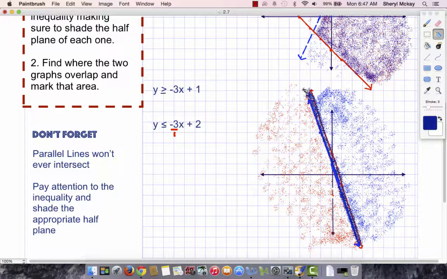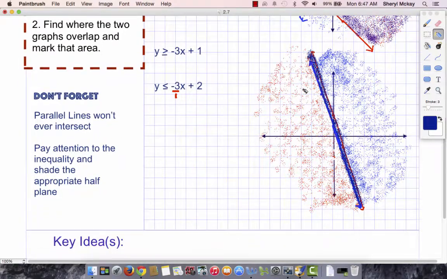Now, there are two things that you should always remember. One is, don't forget that parallel lines won't ever intersect. So when you're graphing a system of equations and you have parallel lines, you'll never have a solution. But as you can see in this situation, where one of the inequalities is greater than and the other inequality is less than, there will probably be an area in between the two inequalities where there is an intersection.